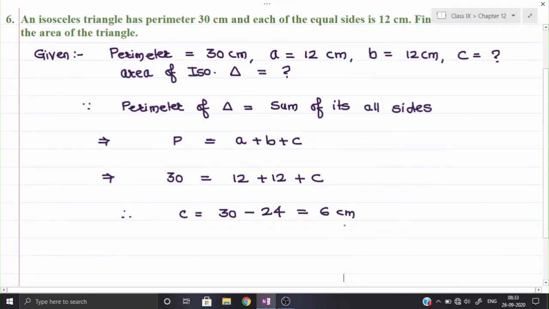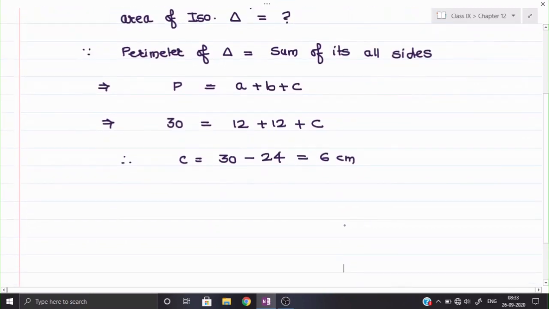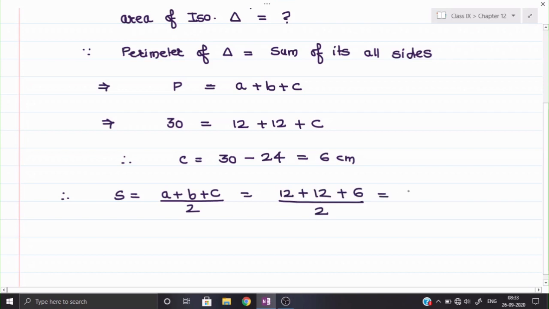Okay, let us find out the semi perimeter now, because we got the value of all three sides of the triangle. So here we can write down, therefore S will be equal to A plus B plus C upon 2. So it will be 12 plus again 12 plus 6 divided by 2. So we can say that it will be equal to 30 upon 2, or you can say 15 centimeter.